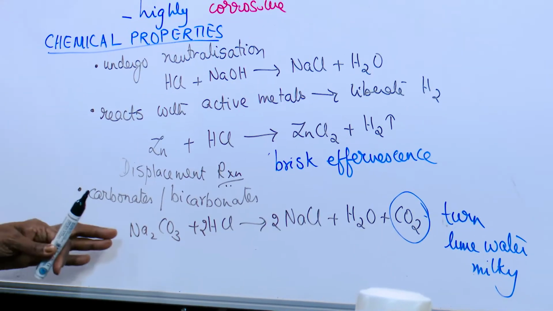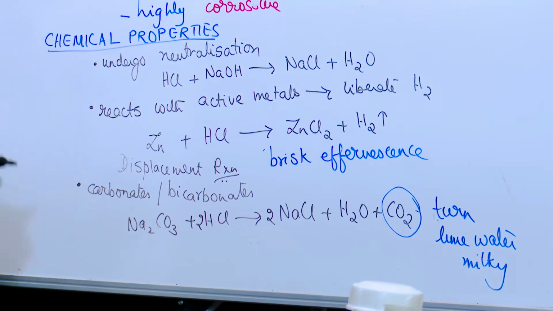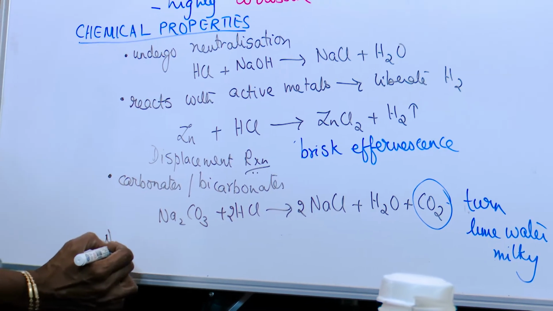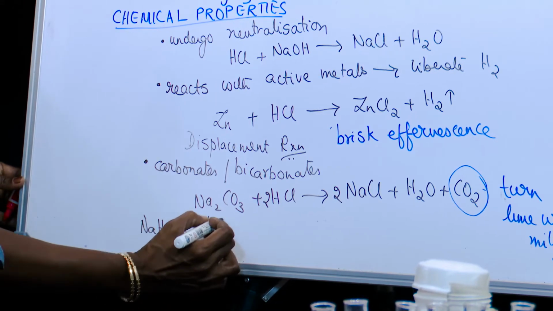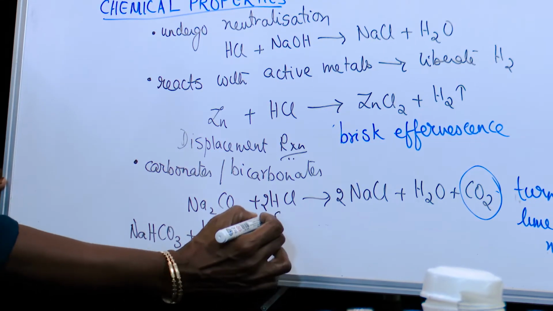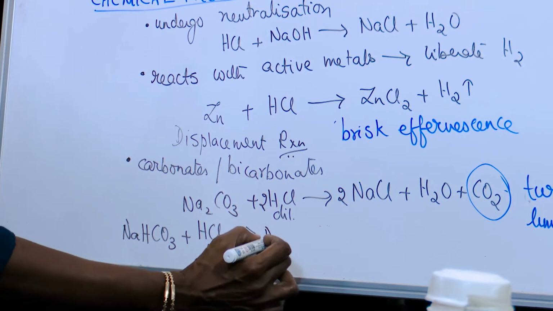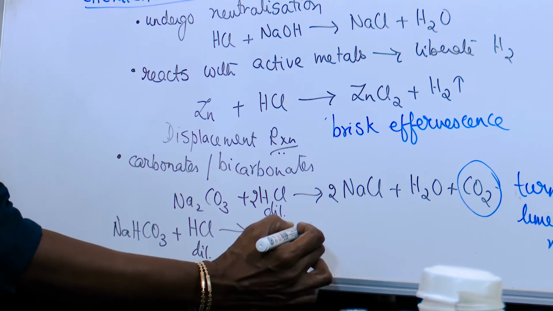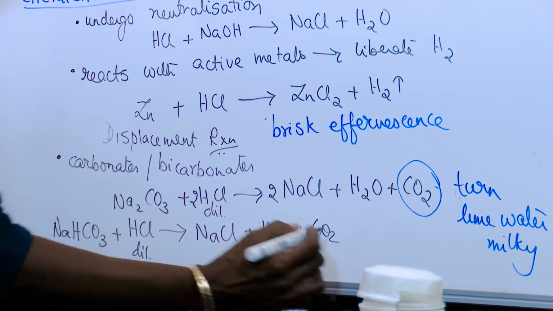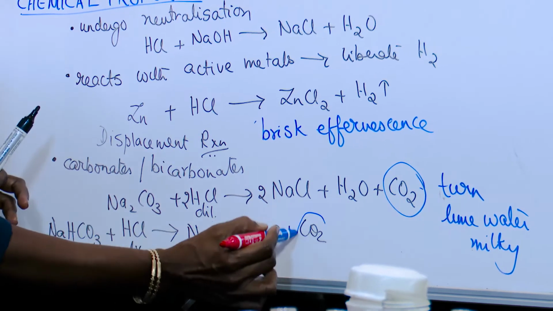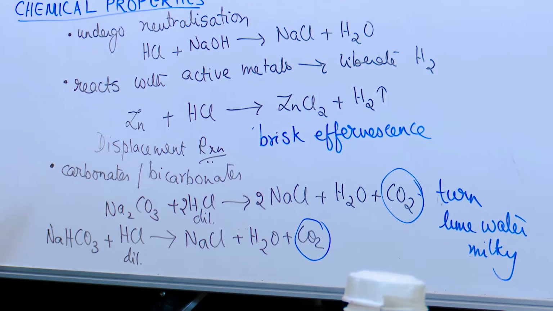Okay, so that's about carbonates, and the same reaction goes for bicarbonate also. Supposing we take sodium bicarbonate, this also reacts with dilute hydrochloric acid. Remember, all these are dilute, to give again sodium chloride plus water plus carbon dioxide. Here also carbon dioxide is formed. So this is with carbonates and bicarbonates.